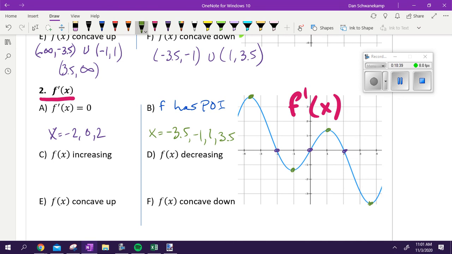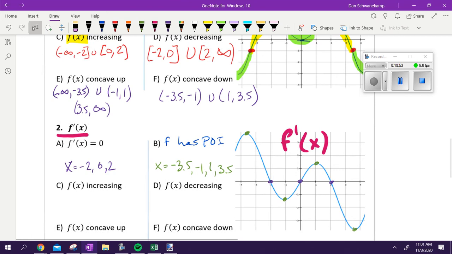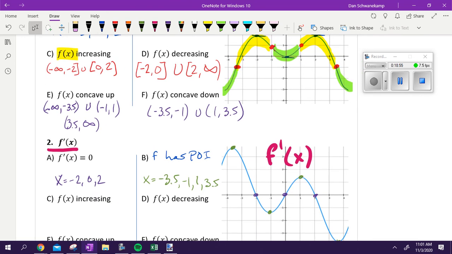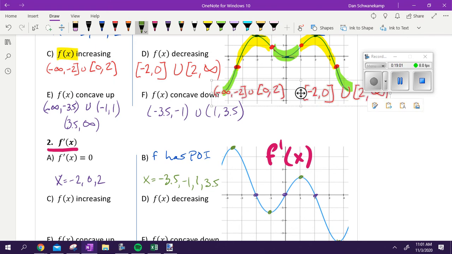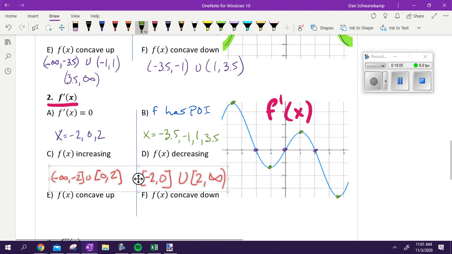When is F increasing? What am I looking for on this F prime graph to talk about where F is increasing? Where F prime is positive. Okay. What about when you're decreasing? Where F prime is negative. And so hopefully you noticed that the answers to this were the same thing up above.